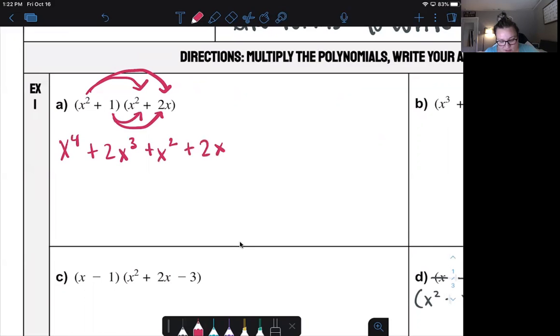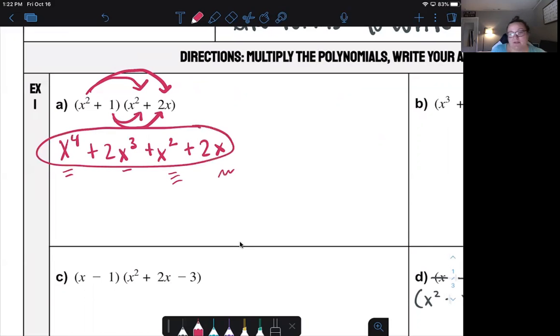Now we need to see if we have any like terms. Well, this is the only x to the 4th term, x cubed, x squared, and x. So we don't have any like terms. This is our final answer. I know this is my final answer because the variables are in order from the highest exponent to the lowest exponent. So x to the 4th, then x cubed, then x squared, then x to the 1st.